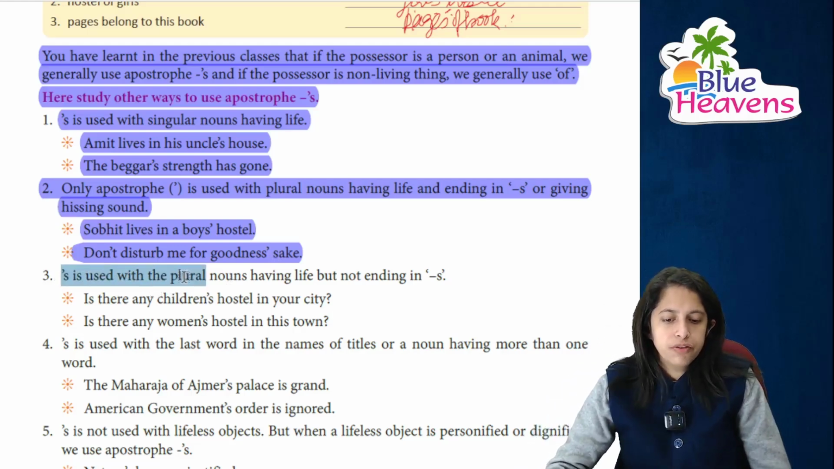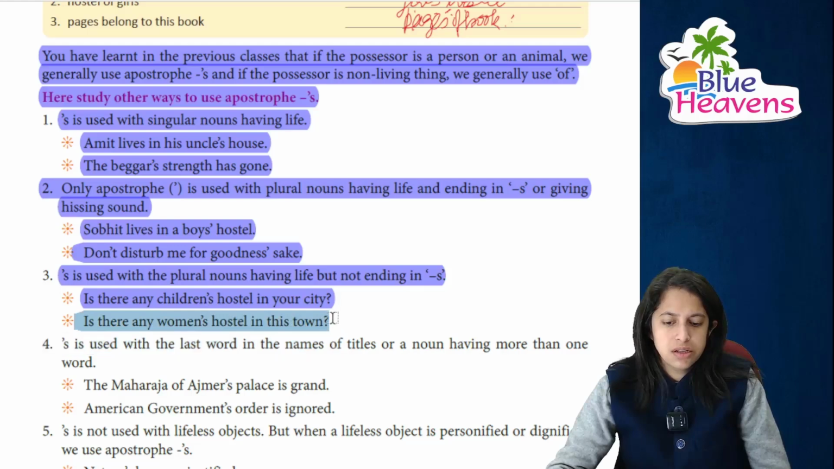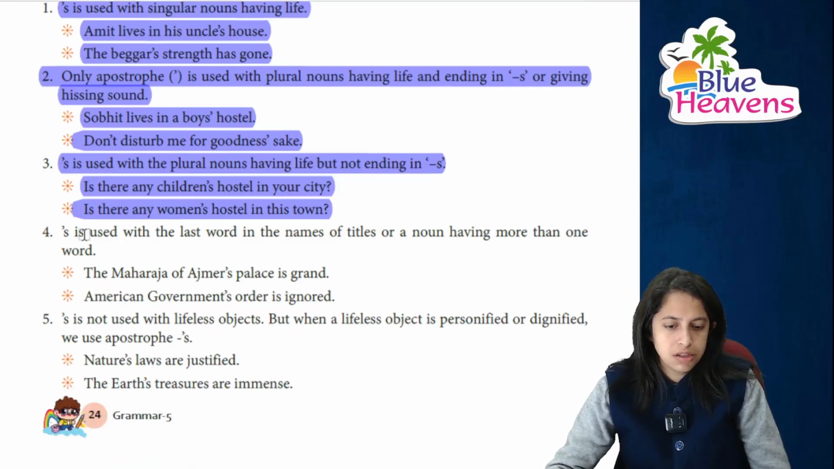Right? Apostrophe s is used with plural nouns having life not ending with s, जिनके साथ s नहीं आता. Is there any children's hostel in your city? आप देखिए s नहीं आएगा यहाँ पे. Right? Is there any women's hostel in this town? क्या इस town में women के लिए कोई hostel है?